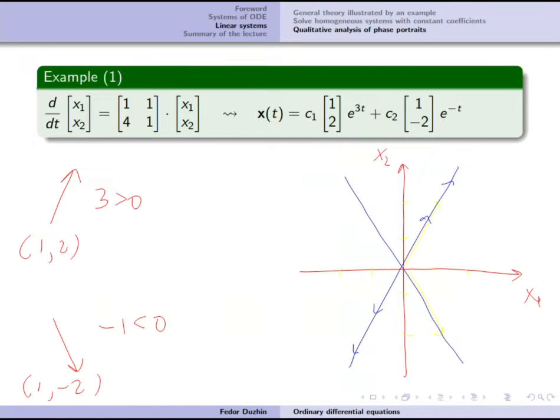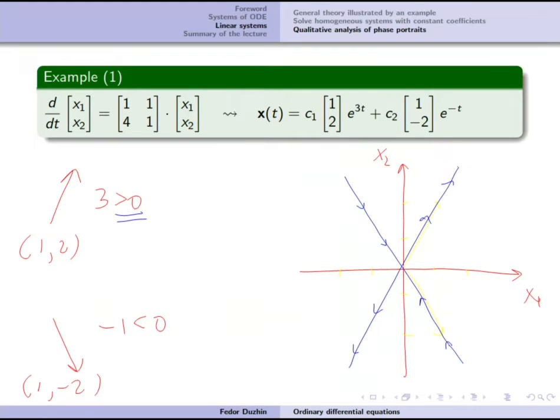This is because the corresponding eigenvalue is positive. Now, if the eigenvalue is negative, then they tend to point towards the origin. All right, and now these are the solutions corresponding to eigenvectors.